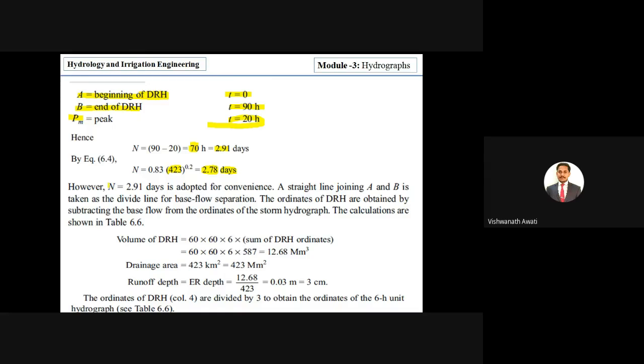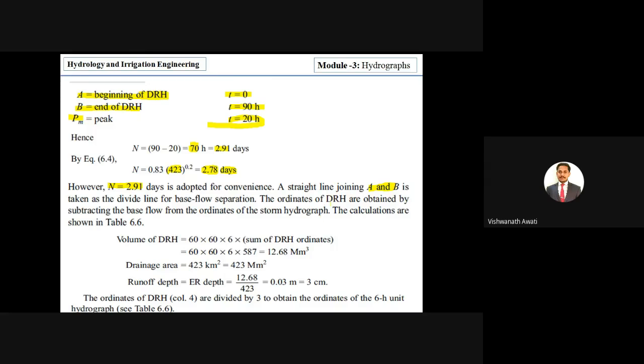However, n equal to 2.9 days is adopted for convenience. By convenience, the higher value is adopted. The straight line joining A and B is taken as the divide line for base flow separation. The line AB is considered as a divider between the direct runoff hydrograph and base flow.